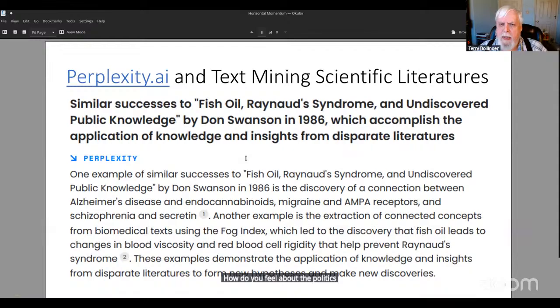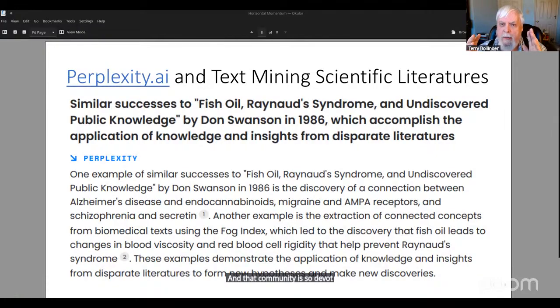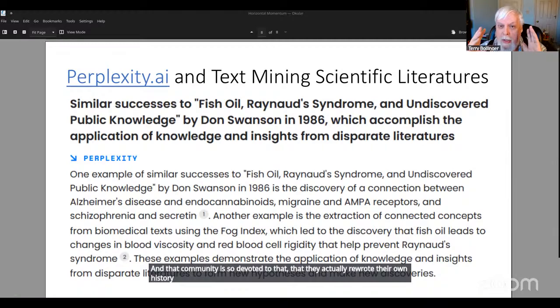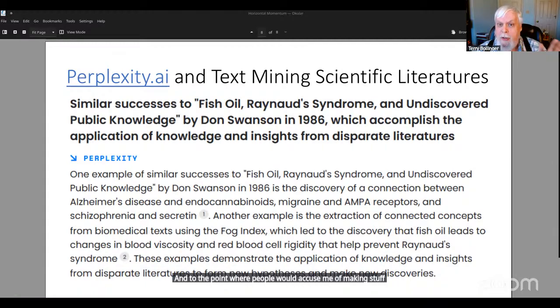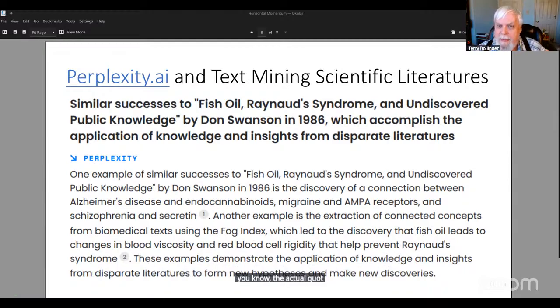Because in one of my comments I mentioned the case of what's called string theory now. It was called superstring theory. I've talked to people in that community, and they thought I was making up the history. I had to quote the actual statements from people who took the proton string theory and made the superstring hypothesis. And that community is so devoted to it that they actually rewrote their own history, to the point where people would accuse me of making stuff up. And I said, no, here are the actual quotes about how this happened.